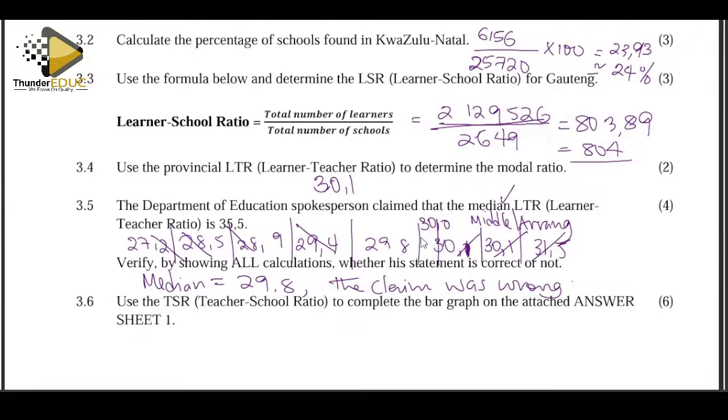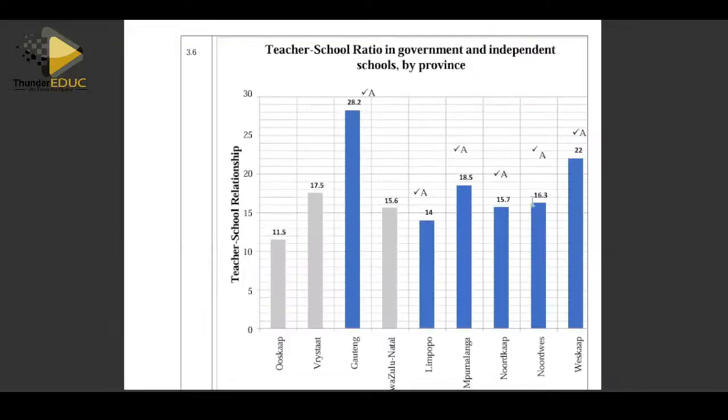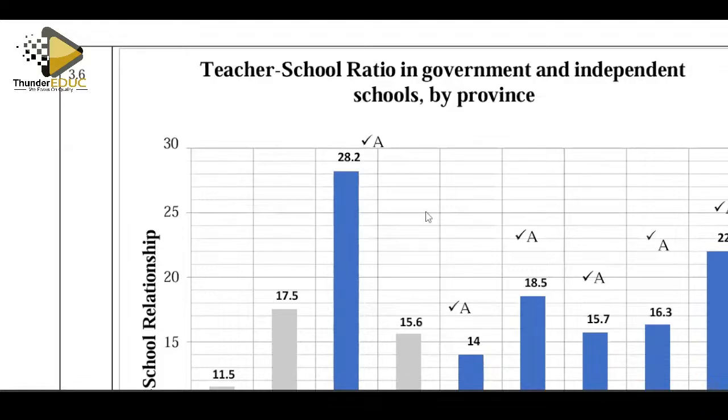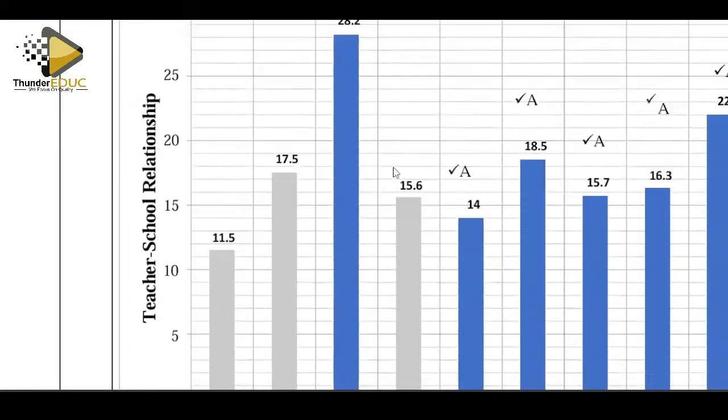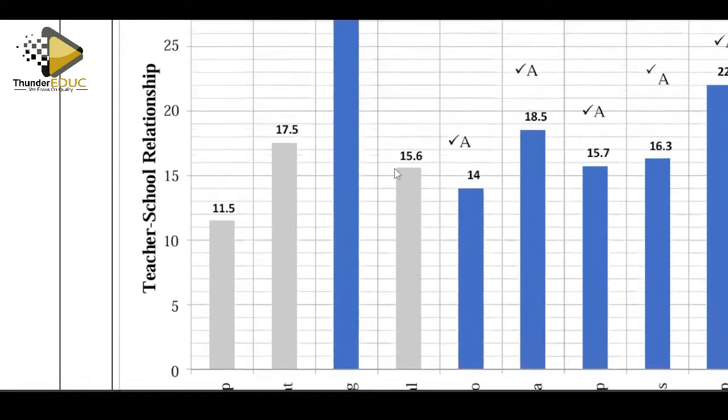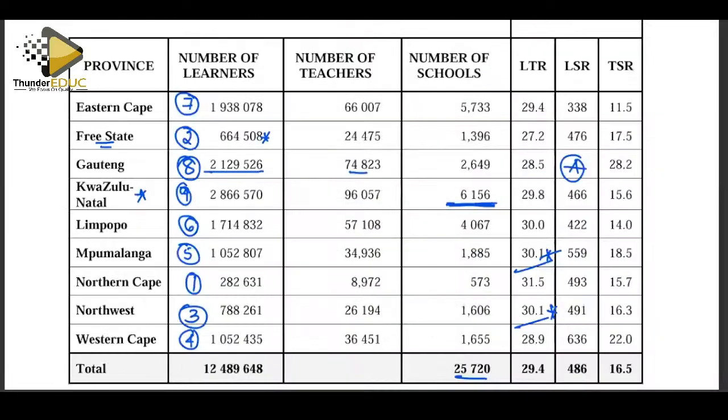Okay, they're telling us to use the teacher to draw a bar graph. Now, this one was supposed to look like this. A bar graph was supposed to look like that. Those who didn't do it, sorry for you. But those who did it, most of them got good marks. That's how the graph was supposed to look.